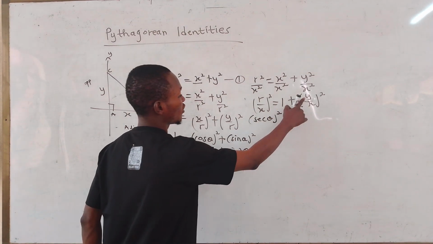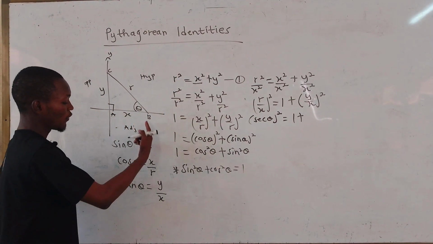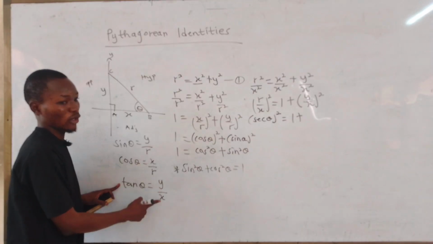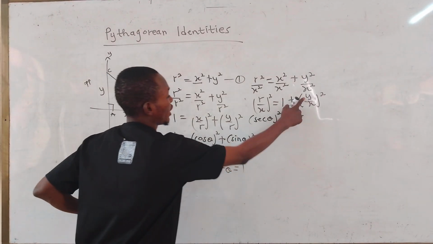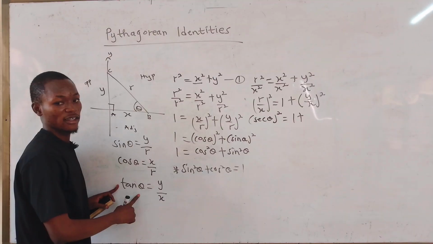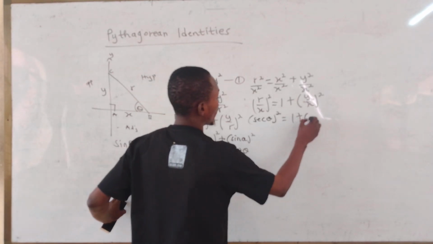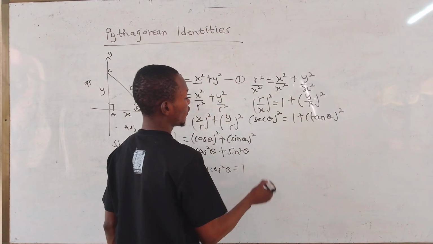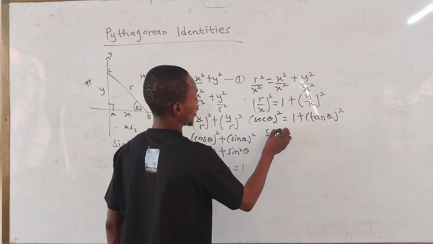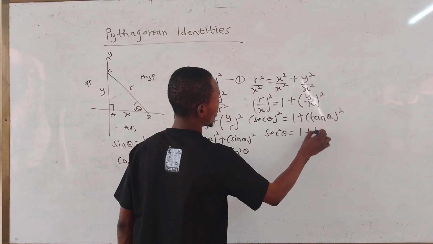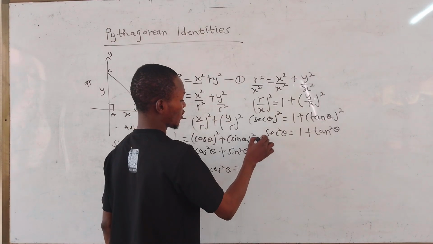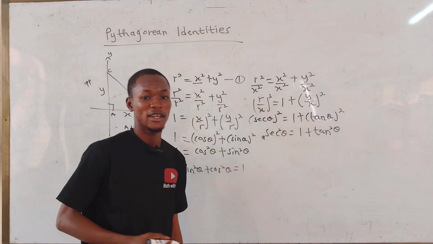Now we come back to our function, we have y on x. Which of the functions here gives us y on x? It is the tan function which gives us y on x. So in place of y on x, we replace it by tan theta. So we have tan theta all squared. So we can simplify it as sec squared theta, which is equal to 1 plus tan squared theta. So this gives us our second Pythagorean identity.